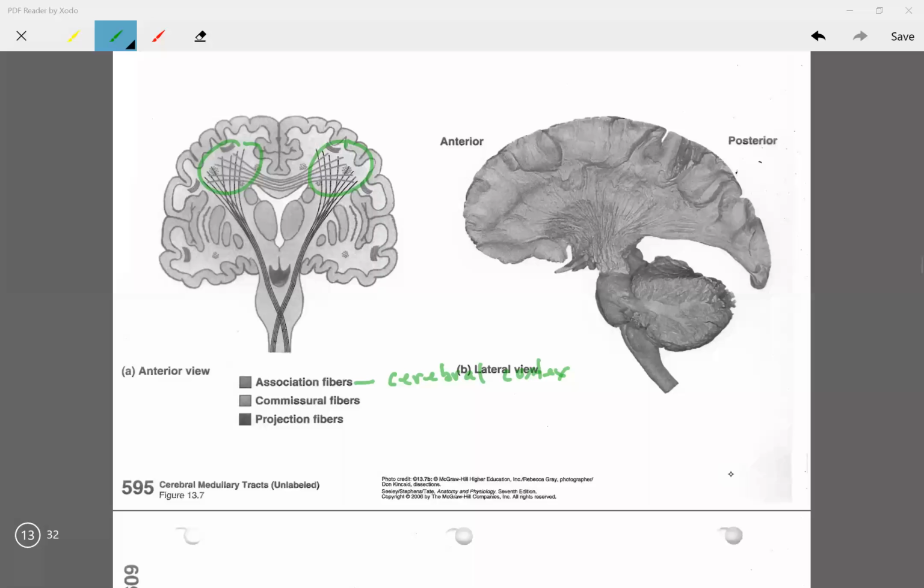Okay, so I drew these two things because that's the association fiber. So it connects the areas of the cerebral cortex within the same hemisphere. Within the same hemisphere.